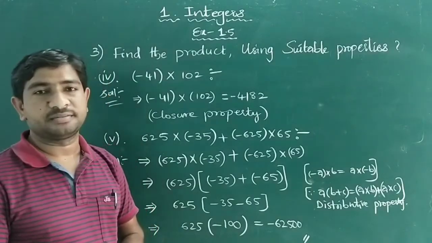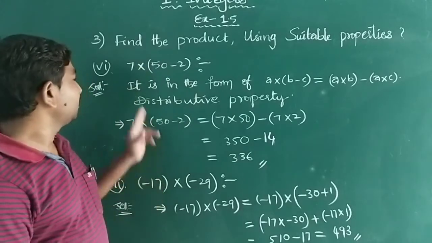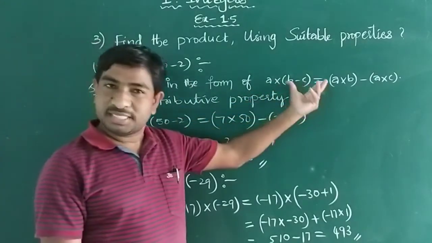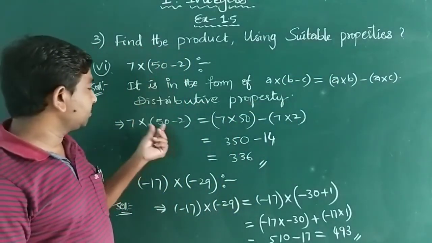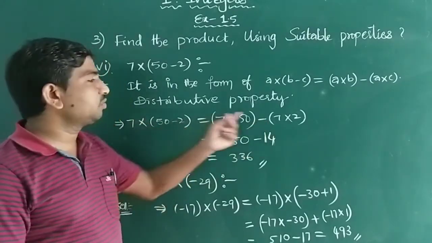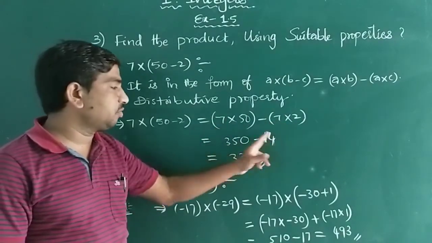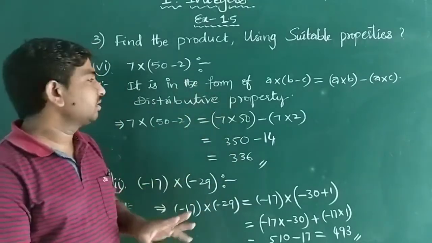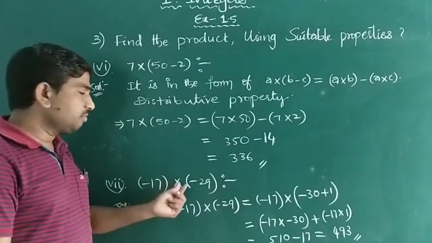So now the sixth question. Okay, next, sixth problem. 7 into 50 minus 2. It is in the form of a into b minus c, so it is also called the distributive property. A into b minus a into c. So 7 into 50 minus 2 can be written as 7 into 50 minus 7 into 2. 7 fives are 35, so we get 350 minus 14. 350 minus 14 is equal to 336. So which property is involved in this? Distributive property.